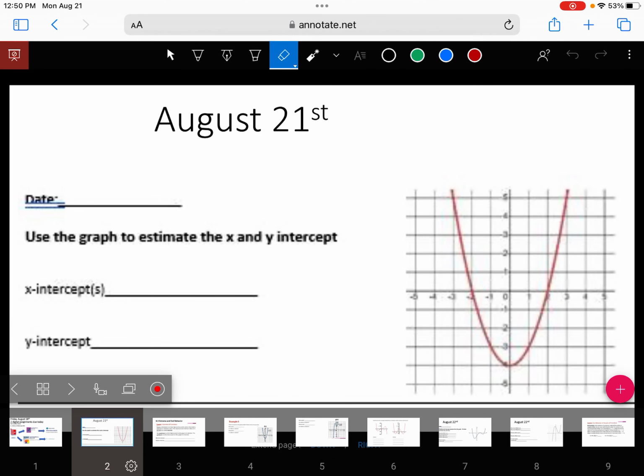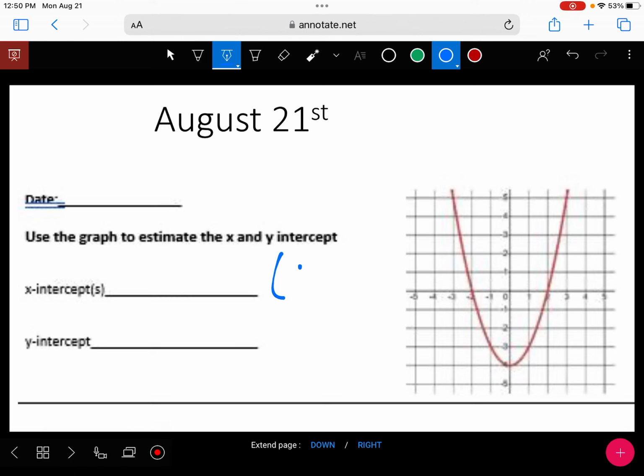List your x and y intercepts. The x-intercepts are going to be, you're going to have a number first and then 0. For your y-intercept, you're going to have 0 first and then a number.